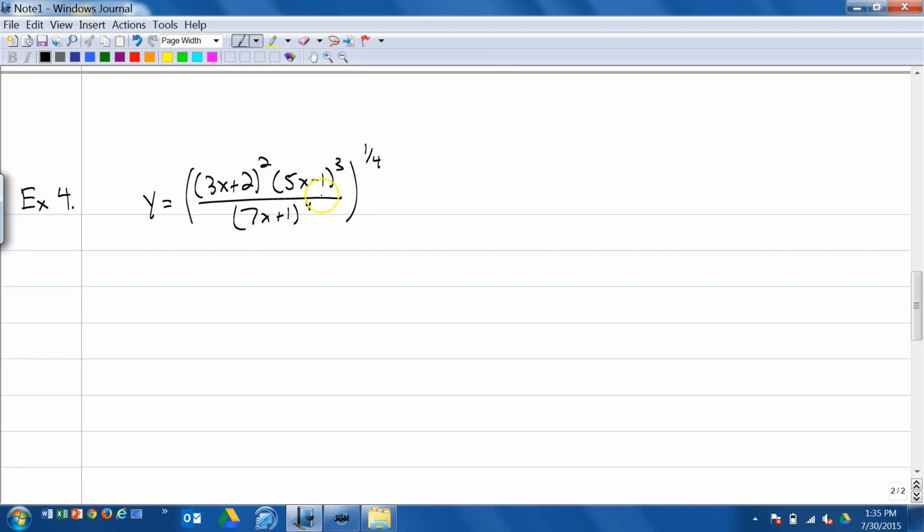However, when you have multiple pieces in a fraction, you can use your log properties to expand the expression and make it easier. It'll be a bunch of log derivatives then instead. Before we do that though, I'm going to just distribute this 1/4 into everything. So I'm going to rewrite this as y equals 3x plus 2 to the 1/2, because 1/4 times 2. This is going to become 5x minus 1 to the 3/4. And this is going to be all over 7x plus 1 to the 1st, so that's good.